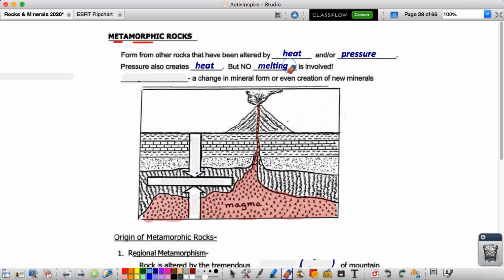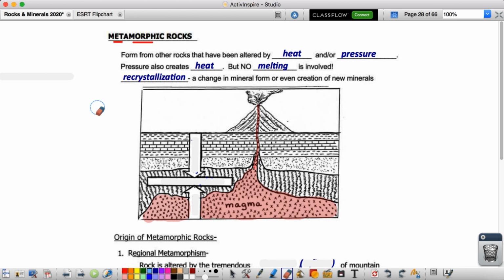So instead of melting, what's happening is what we like to call recrystallization. It's a change in the form of the minerals. And actually, it can even cause the creation of new minerals. Like garnet forms in this way a lot. So the parent rock will have no garnet whatsoever, but then it'll change into a metamorphic rock which actually has garnet. So yeah, you can actually create new minerals without melting, which I think is really cool.